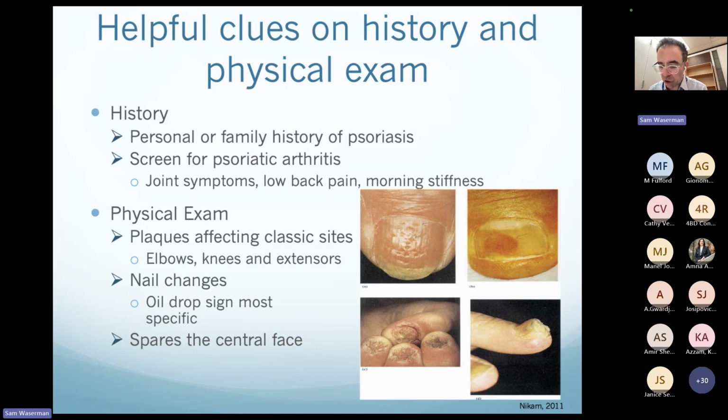And then for completion as well, the bottom right-hand corner, there's some subungual hyperkeratosis, which is seen in psoriasis. It's also seen in infectious entities like onychomycosis. And the same goes for the bottom left, where you see that nail plate crumbling.